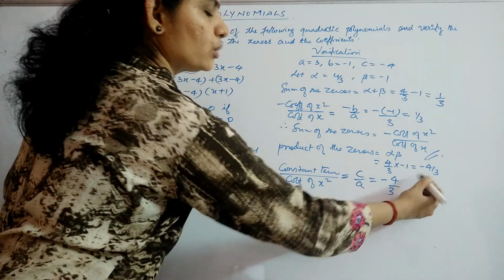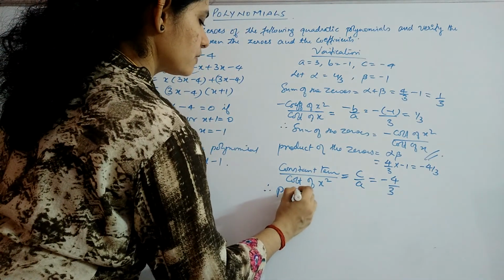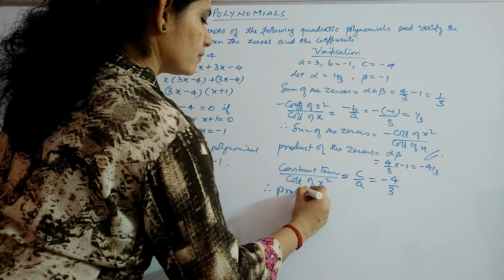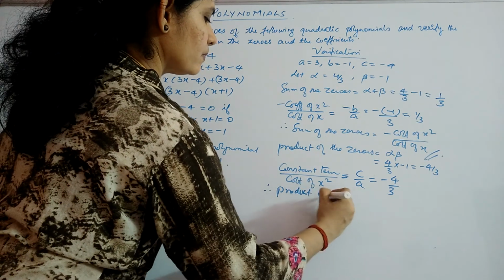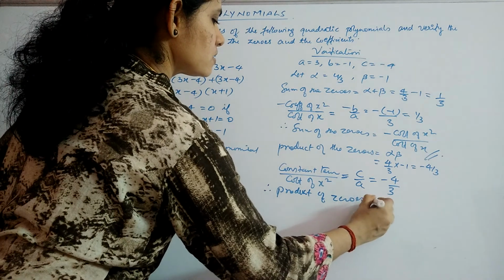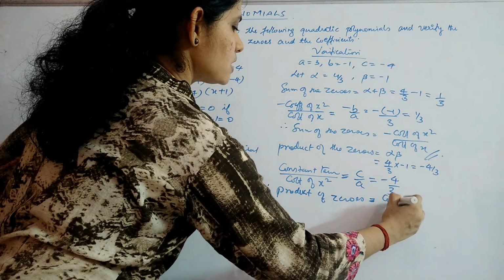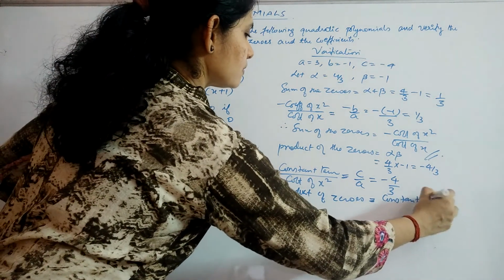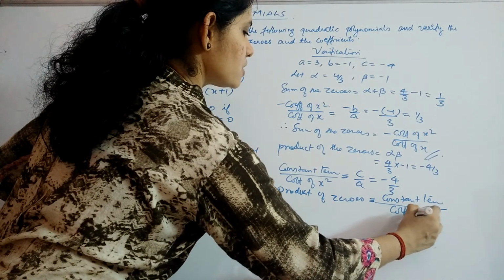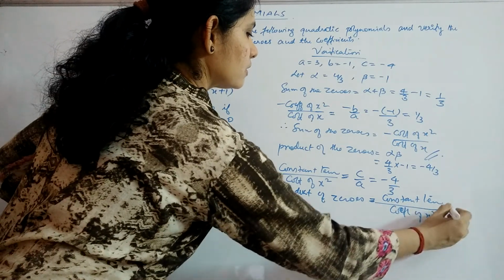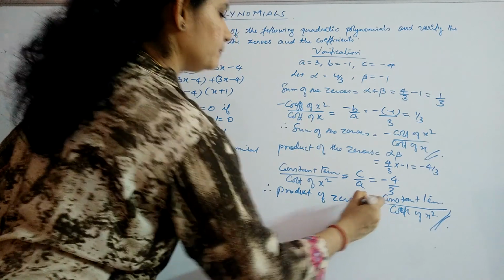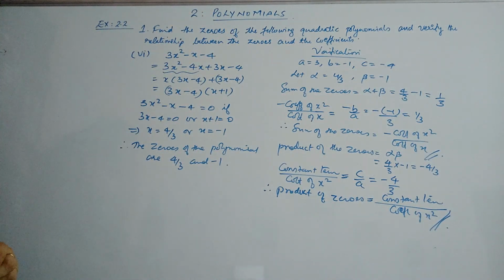So both are the same value, therefore product of zeros is equal to constant term divided by coefficient of x square. Okay. Hence your verification is over.